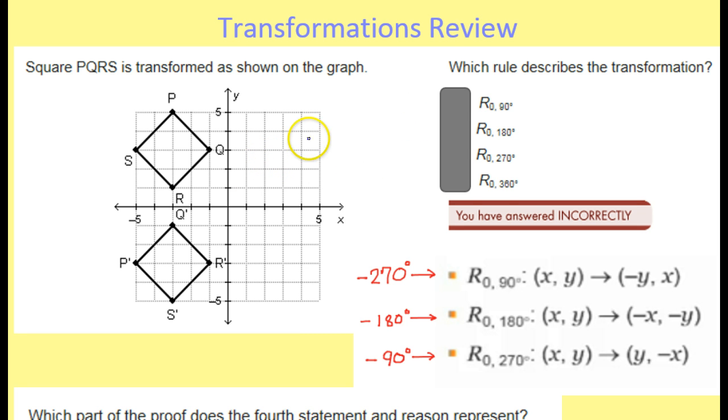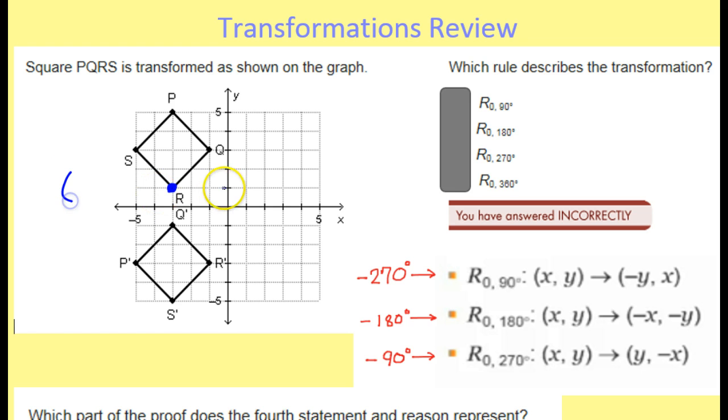Okay, next problem. I see the R's. I see I've got rotations happening. So I went ahead and took out my rules, which you should have written down on a little piece of paper nearby. So, which rule describes the transformation shown? Again, a good thing to do would be just to pick a point and see what happened to it. So for example, let's see, what would be a good one? Let's do point R.